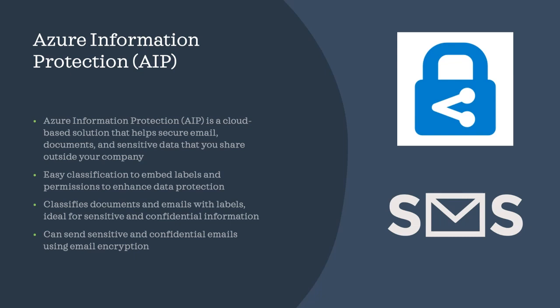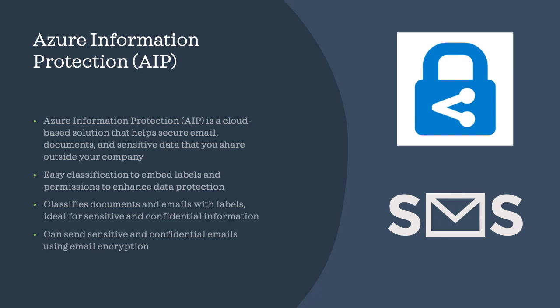So basically what this will do is encrypt the message. When they receive it, they will receive an email that says, this is how you can view it, and they have to go through a verification process. And they're the only people that can view it because you're sending it to them.